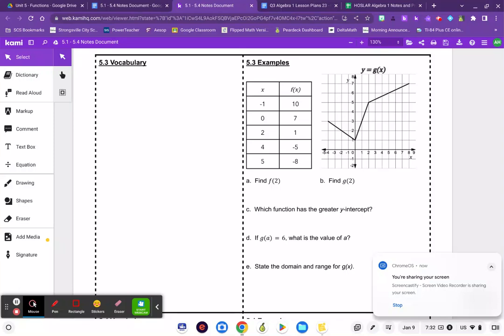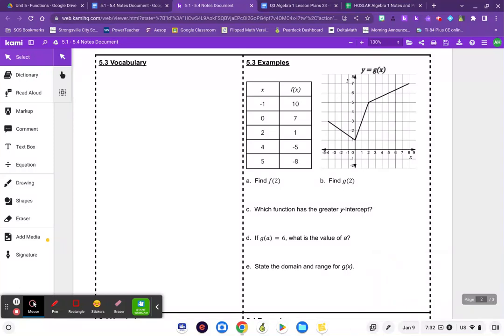Hassler here. I'm going to go ahead and give you the notes for 5.3. There's some new vocabulary in 5.3, and then we're going to do some practice with that vocabulary.